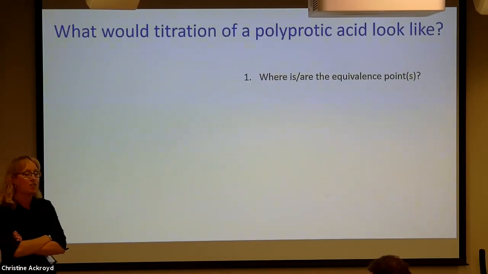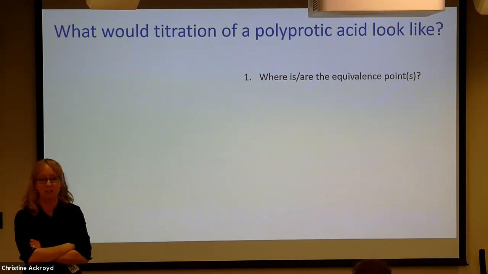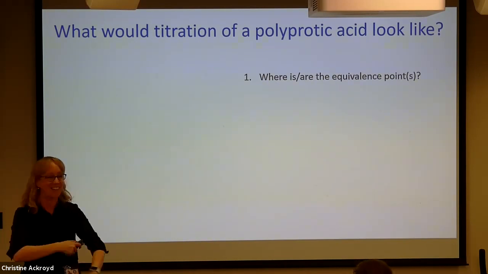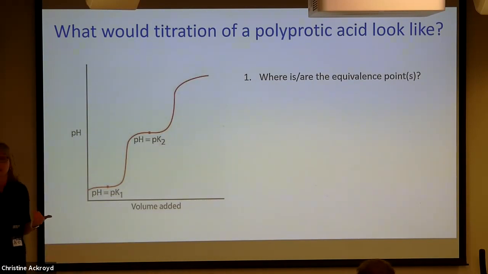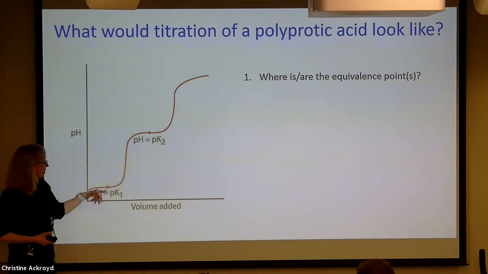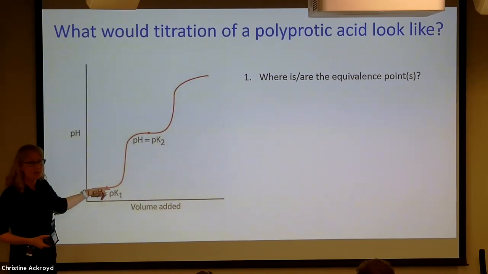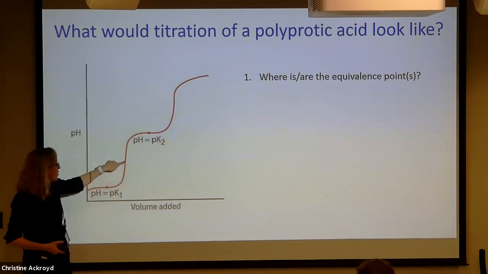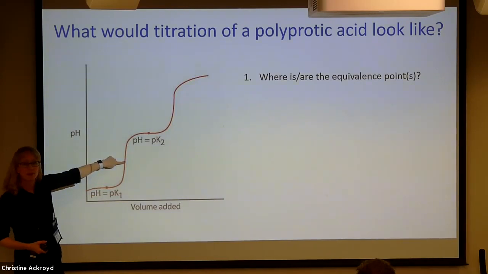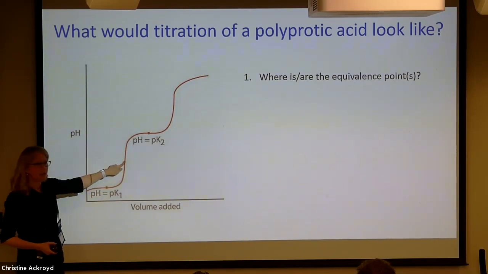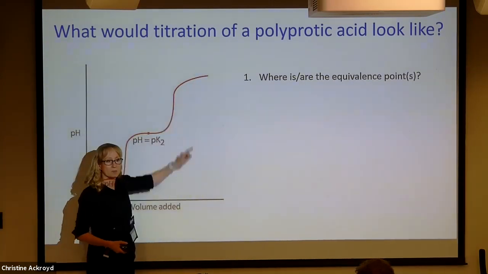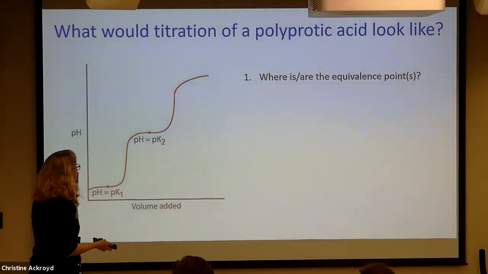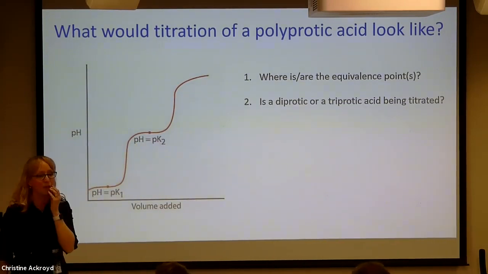Okay, you're titrating a polyprotic acid. What's it going to look like? Okay, every proton has its own equivalence point. So you start with a polyprotic acid sample. First, you pull off one proton. There's the equivalence point. If you keep titrating, you pull off another proton. And a second equivalence point. Okay. Is this a diprotic or a polyprotic acid?